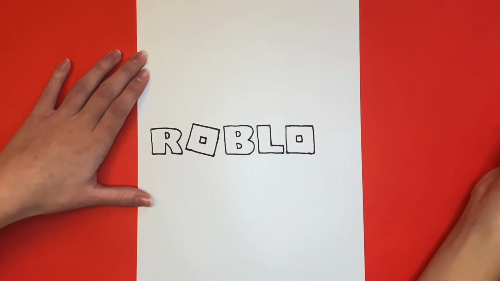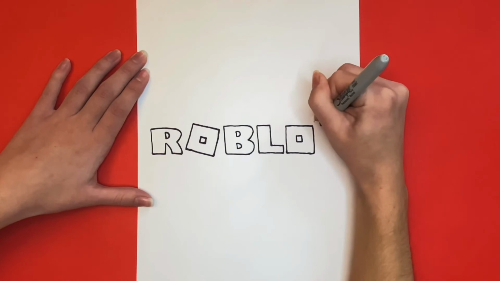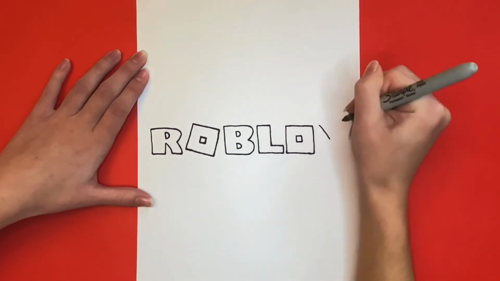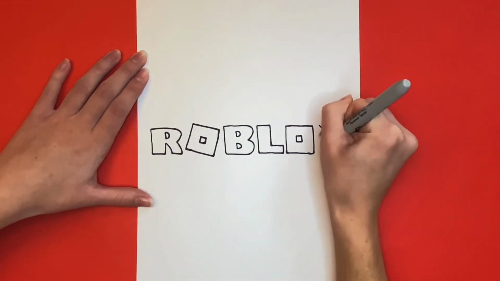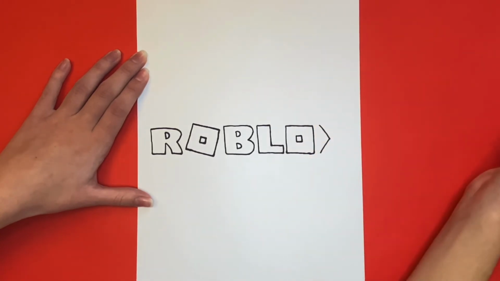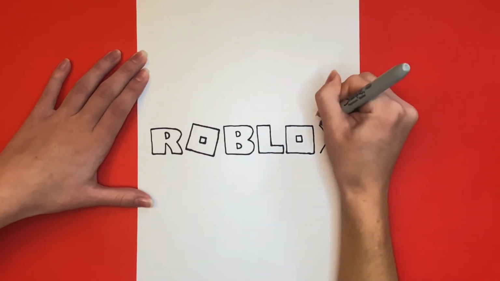We're almost done. Now we just have to draw an X. For this, we will make a sideways V shape. Then from the top and bottom, we will draw a straight line going towards the right.